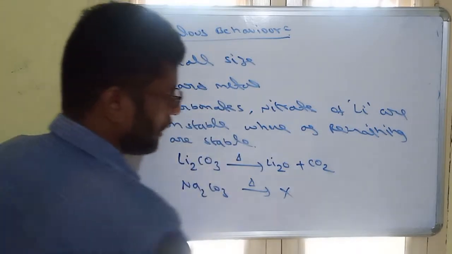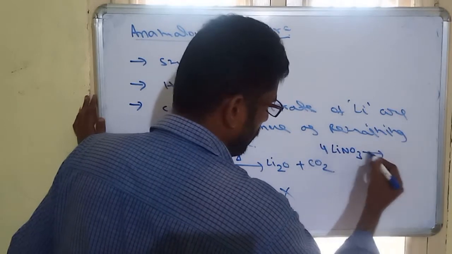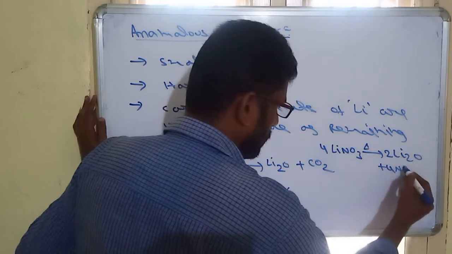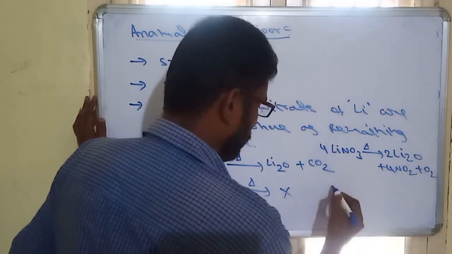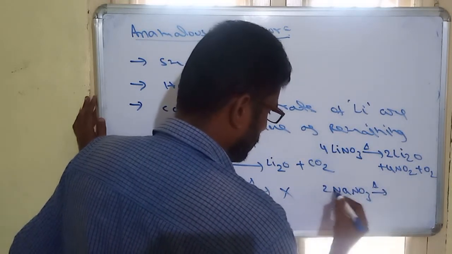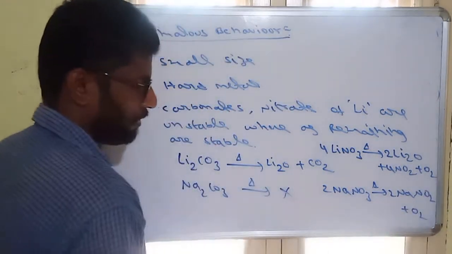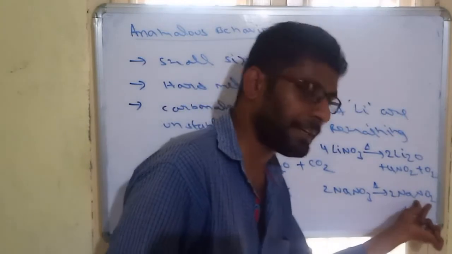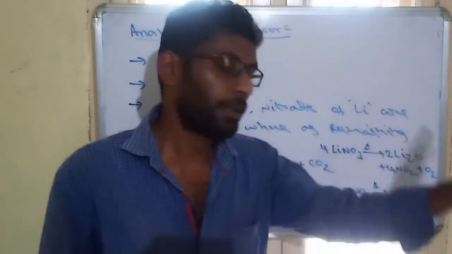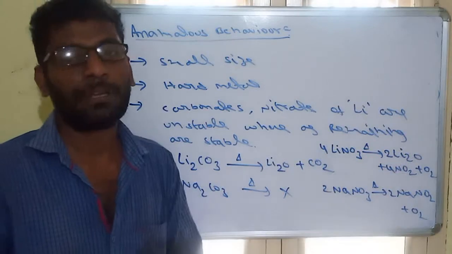Same as with nitrates, take lithium nitrate, LiNO3. On decomposition, it is converted to lithium oxide plus NO2 plus O2. But when we take sodium nitrate, NaNO3, it is converted to NaNO2 plus O2. All the remaining nitrates are converted to nitrites, whereas lithium nitrate is converted to lithium oxide, releasing nitrogen dioxide. So all these are the different behaviors of lithium from the rest of the elements.